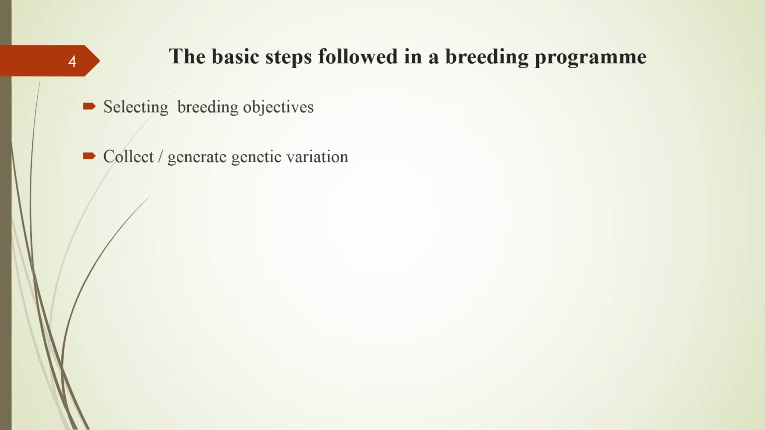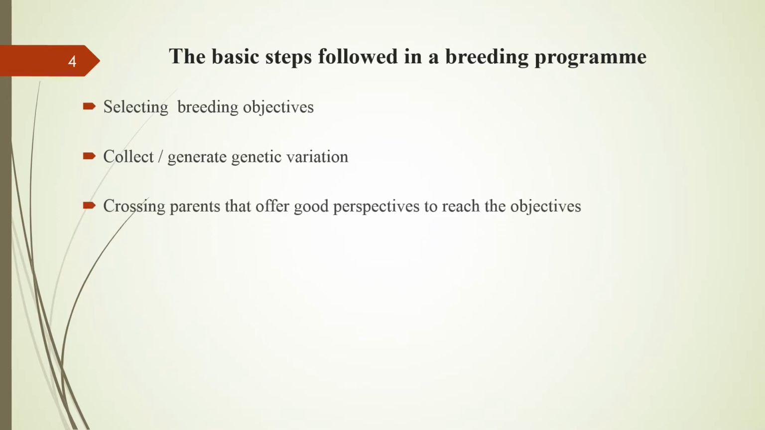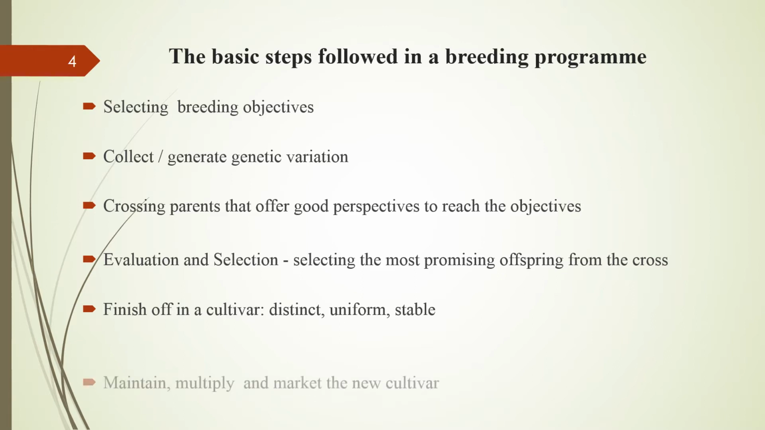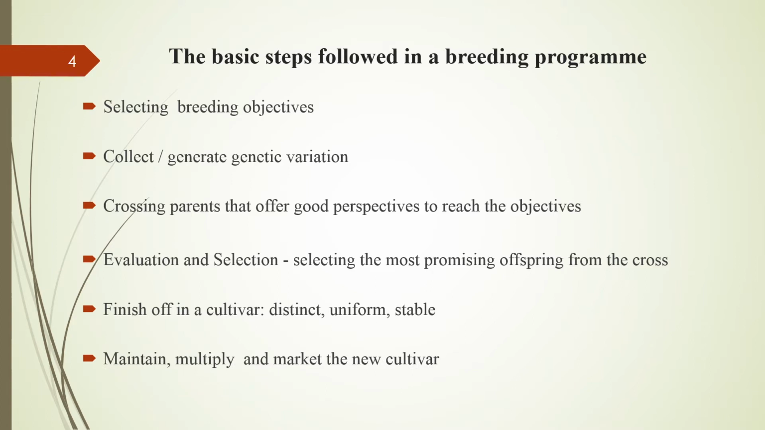So you collect and generate genetic variation of the two plants. Cross the parents of the two plants to reach your objective. Then evaluate and select the most promising offspring from the cross. Finish off in a cultivar, that is, take the cultivar which is uniform and stable, and maintain, multiply, and market the new variety. So you can now take the new cultivar to the market.